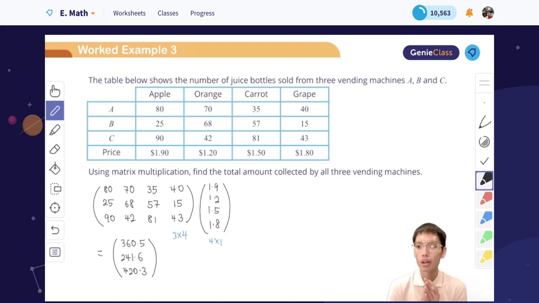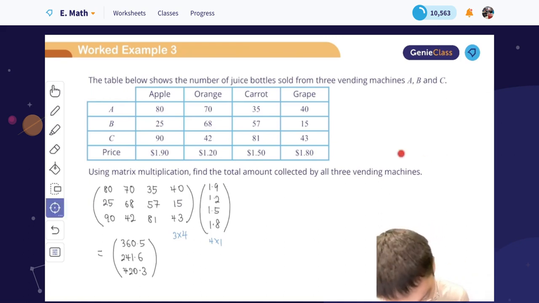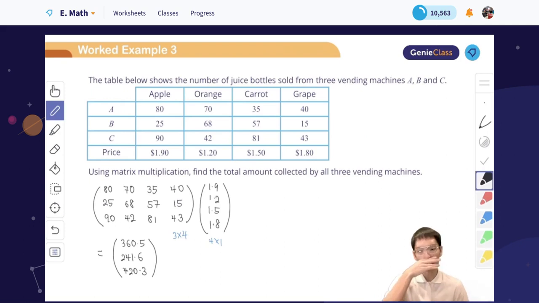Right, now, total amount collected by all three vending machines. Before I carry on in terms of matrix multiplication, how do you think you will do it to find the total amount collected? If I talk about money, what is the total amount collected over here? How will you all do it if I didn't say matrix? Write your answers down. I'll give you some time to think about it. How will you all do it if I didn't say matrix multiply?